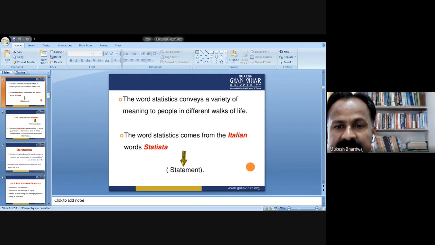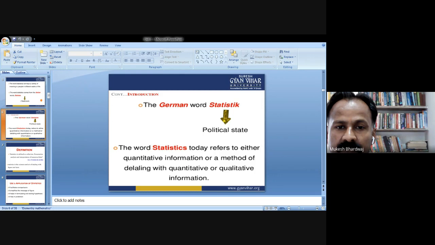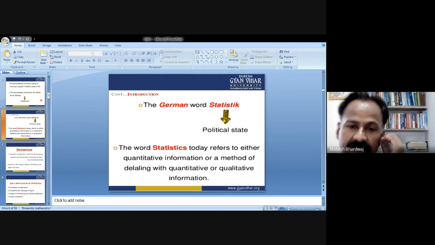The word statistics conveys a variety of meanings to people in different walks of life. The word statistics comes from the Italian word statista, meaning statement. The German word statistik means political state. The word statistics today refers to either quantitative information or a method of dealing with quantitative or qualitative information. Basically, the information is of two types. One is quantitative in nature and second is qualitative in nature.